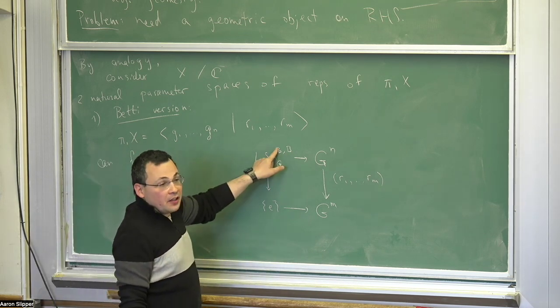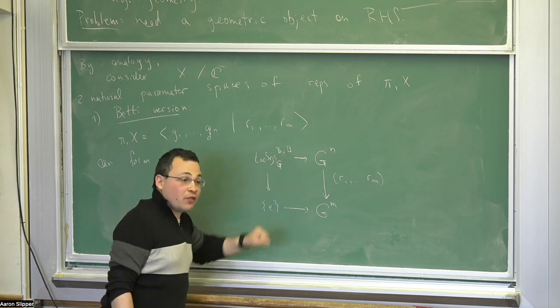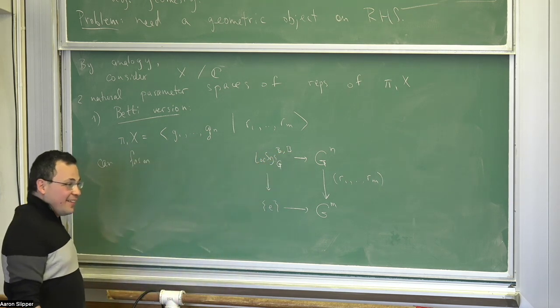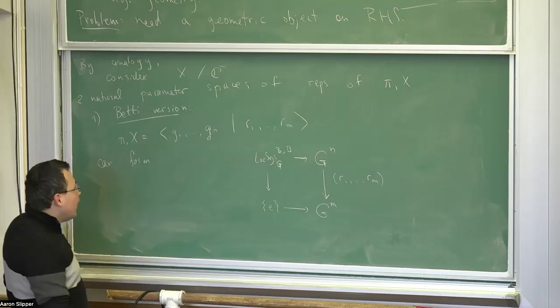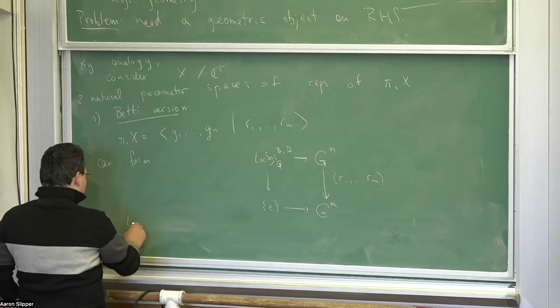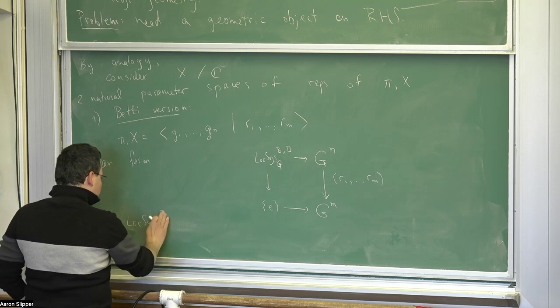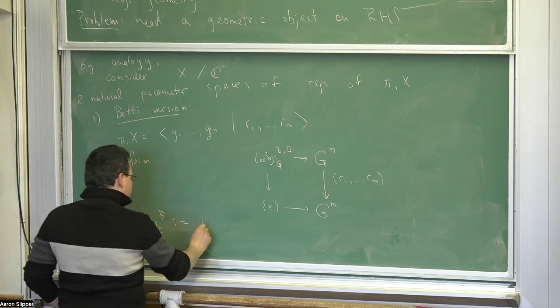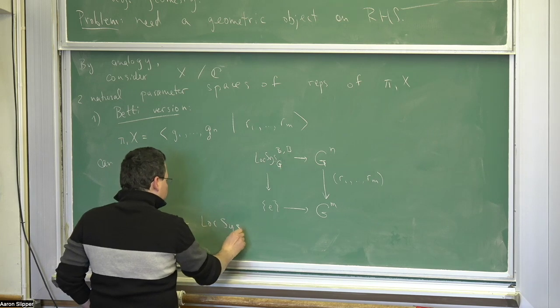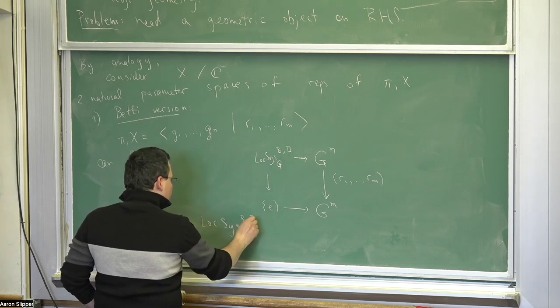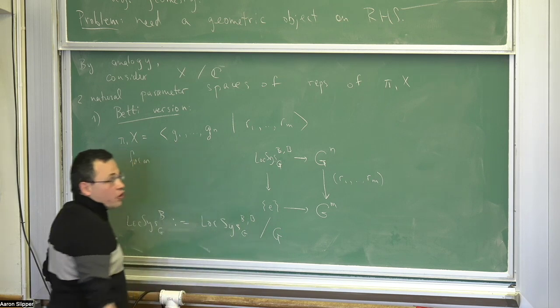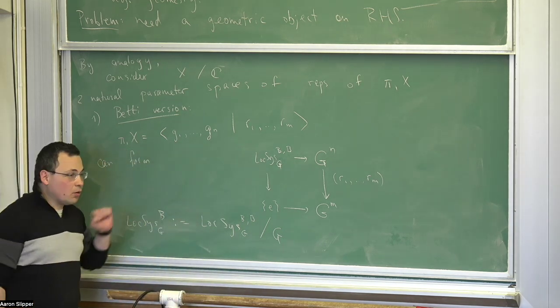B for Betti and box for frame. Frame because we haven't yet modded out by conjugation. Exactly. And so we define this Betti version of local systems. This is just this guy, modulo conjugation. And you can take the stack quotient, of course.